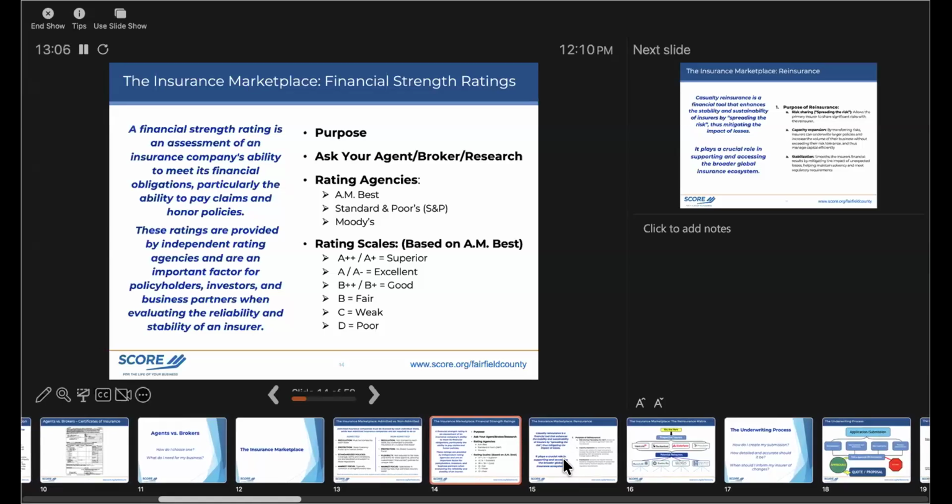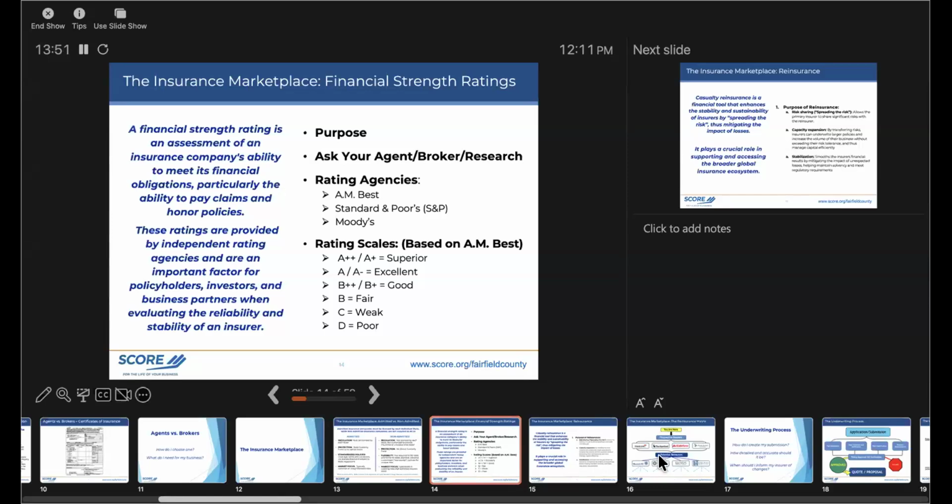Insurance companies are rated for their financial strength and their own stability. And the source for knowing what your insurance company's rating is probably would be the internet or your agent and broker. So rating agencies include AM Best, Standard and Poor's, Moody's, and the rating scales such as AM Best might have A++, superior, excellent, good, poor, weak. As a matter of fact, my firm that I'm retired from, Marsh USA, we were not allowed to place any customer's business with an insurance company that had a rating of less than, I believe, A or A plus.